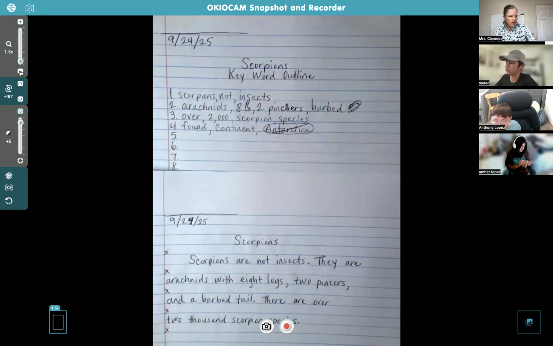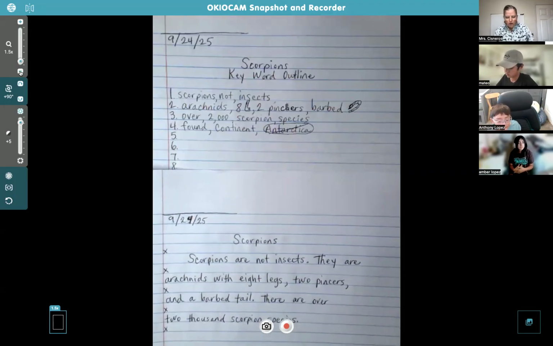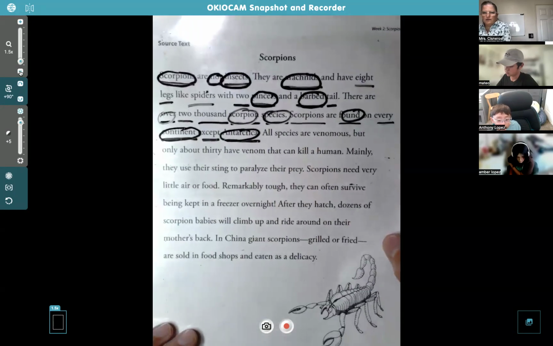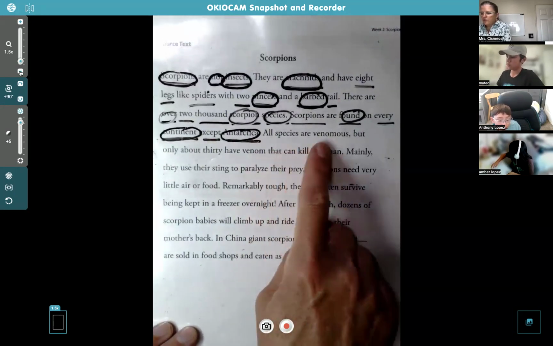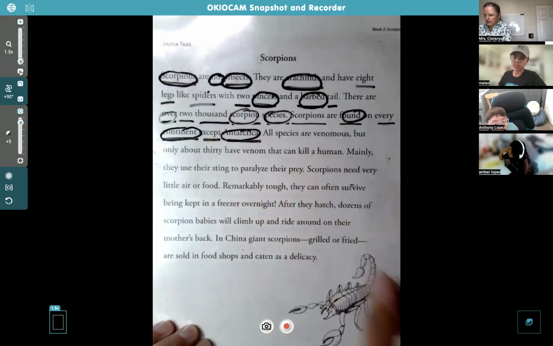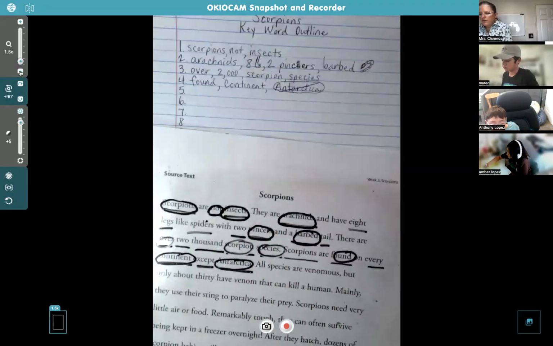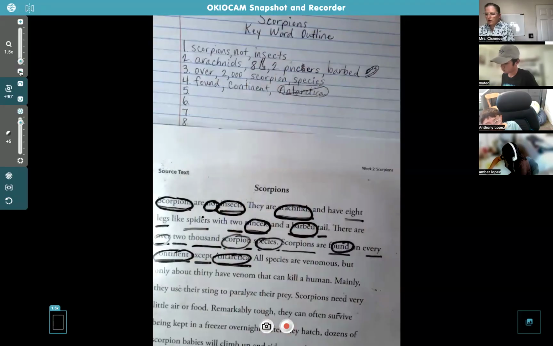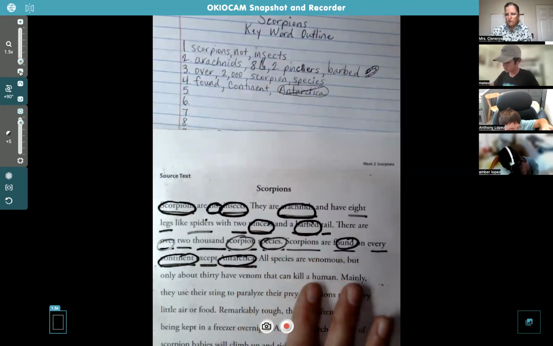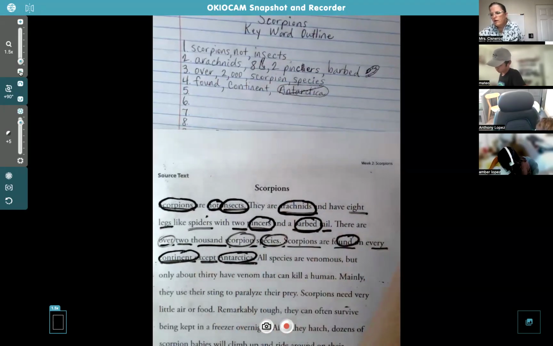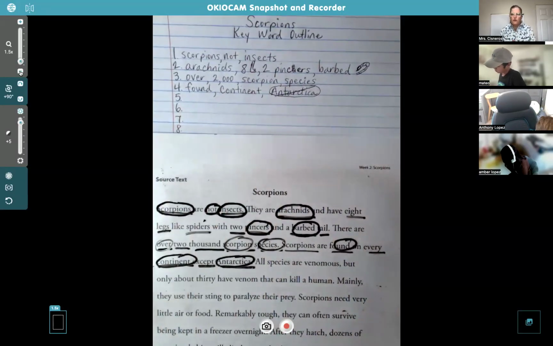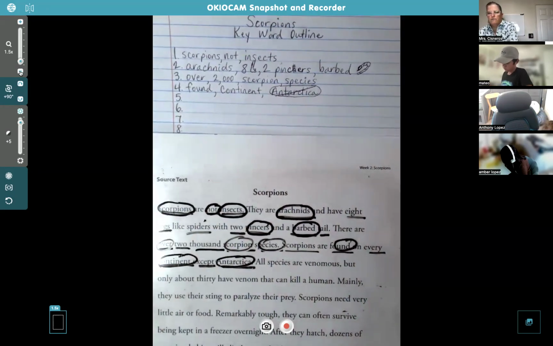So how about, since we have a couple minutes left, everybody look at the next one here. Look at the original again. The next one starts with all species are venomous, but only about 30 have venom that can kill a human. Just look at that sentence. And I want to see if you can do number 5 by yourself. Okay, so I'm going to give you some time to work by yourself on that. Find those keywords in the sentence. You can underline them like we've been doing. And then figure out how you are going to put that on your keyword outline for number 5. So everybody work on number 5 and I'll wait right here. Let me know if you have any questions, okay?